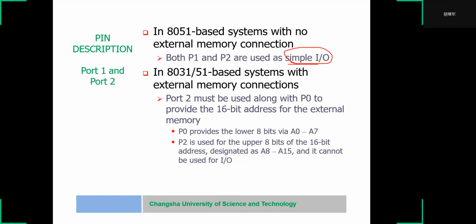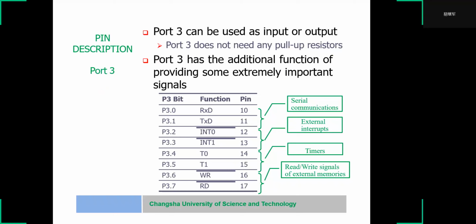Port 1 does not have the additional function. So normally we use port 1 as a simple I/O. But port 3 has the additional function. Sometimes we use the additional function. We don't use port 3 for the simple I/O mostly, but we can also.